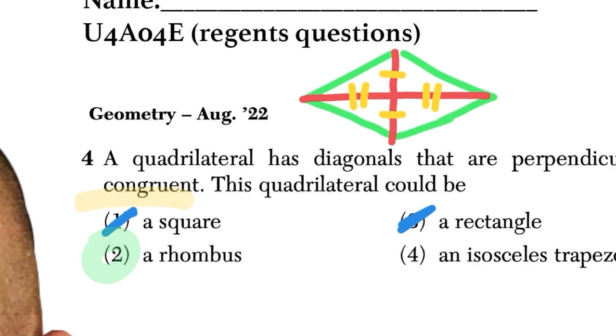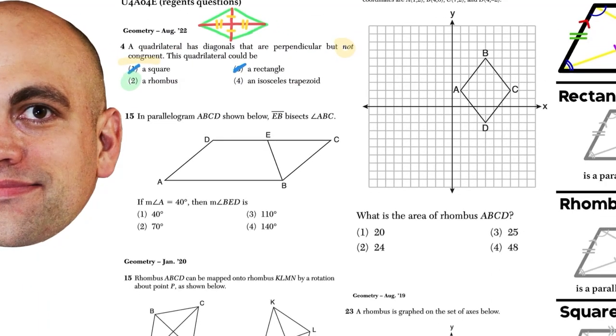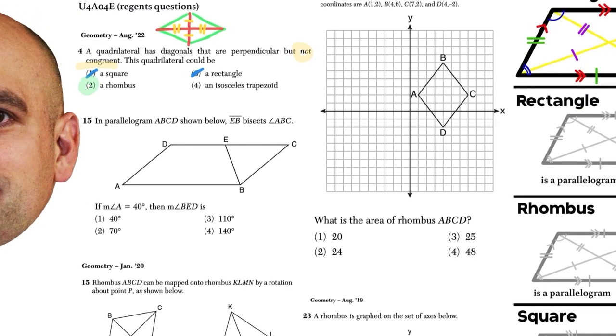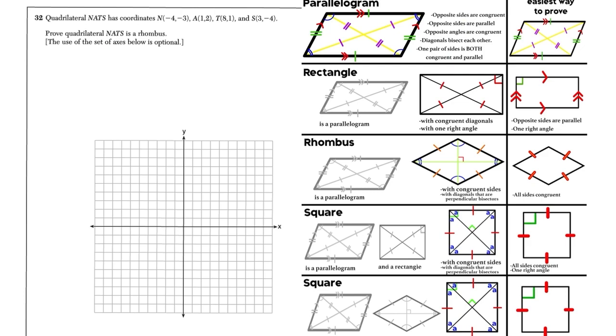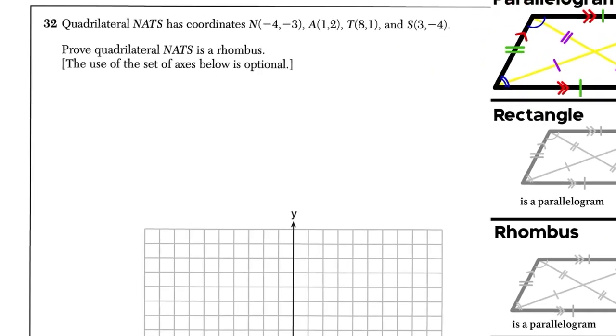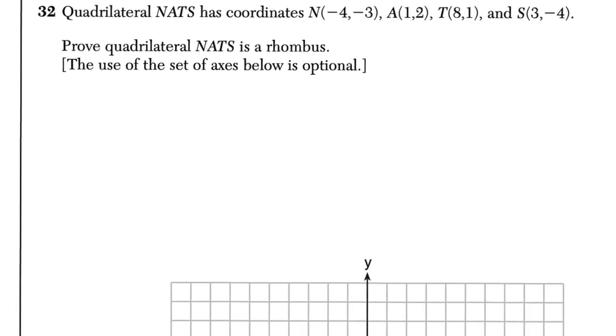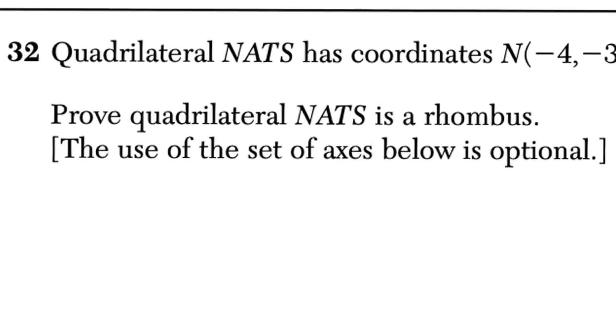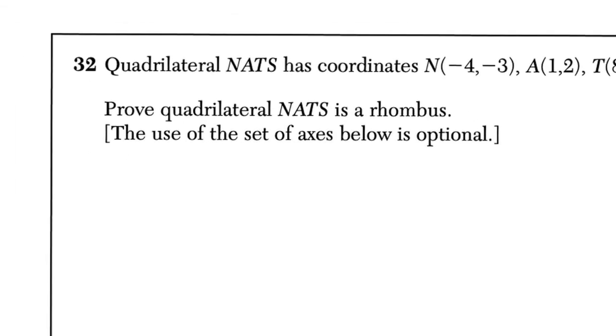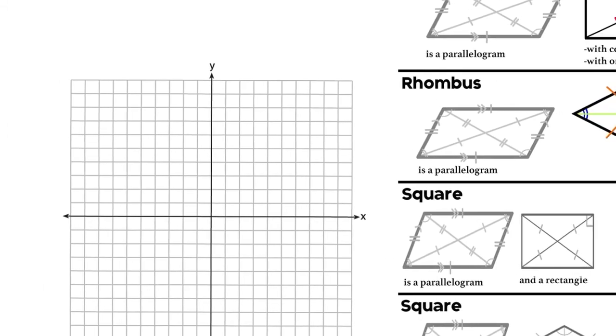Ladies and gentlemen, you're going to work on the remaining multiple choice questions, and let's take a look at the open-ended response on the reverse side. Let's take a look at question 32 involving quadrilateral NAST. What you're going to do is plot the coordinates. It says to prove that this quadrilateral is a rhombus, and the use of the set of axes below this grid is optional, but you definitely want to use it.